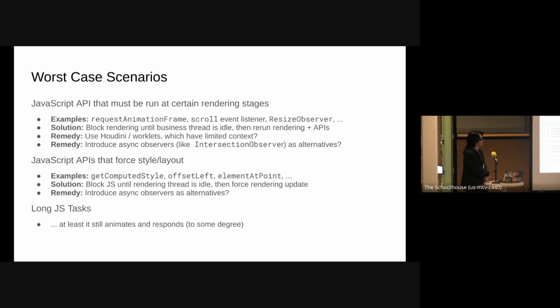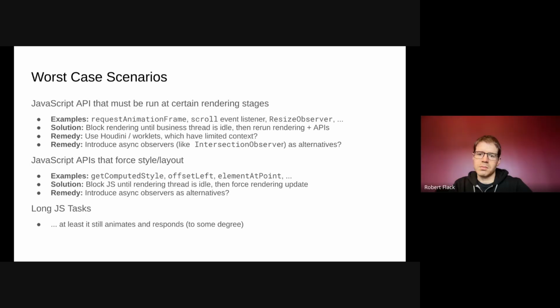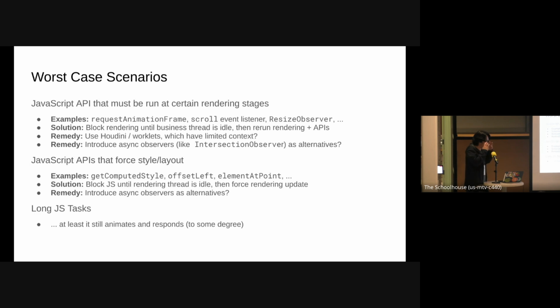So for example, let's say we have a RAF at the beginning of a frame and say intersection observers at the end of a frame. Right now you should expect what we do in RAF to be immediately observable in intersection observers. So this might break something. I'm still not sure how serious that will be.